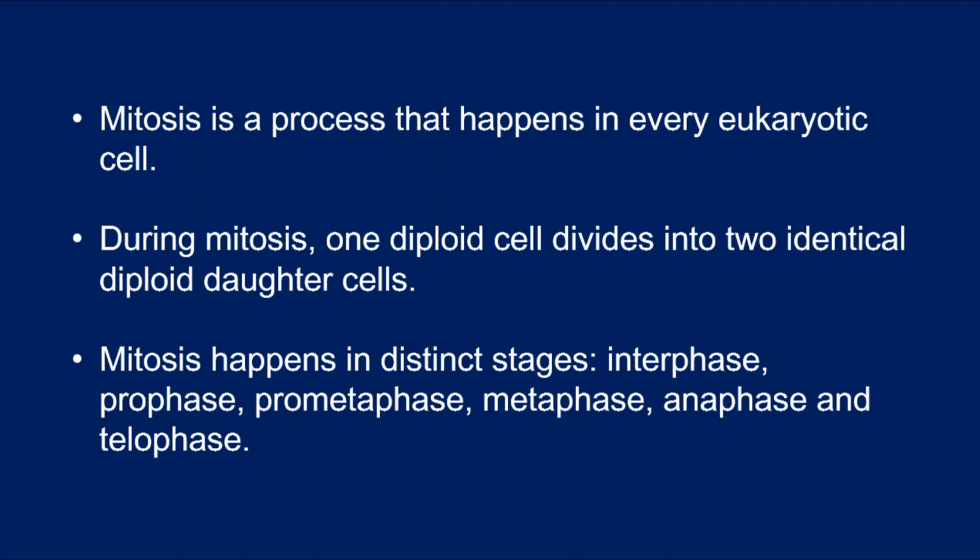Mitosis is a process that happens in every eukaryotic cell. During this process, one diploid cell divides into two identical diploid daughter cells with accurately separated chromosomes. Mitosis happens in distinct stages, starting with interphase, then prophase, prometaphase, metaphase, anaphase, and telophase.